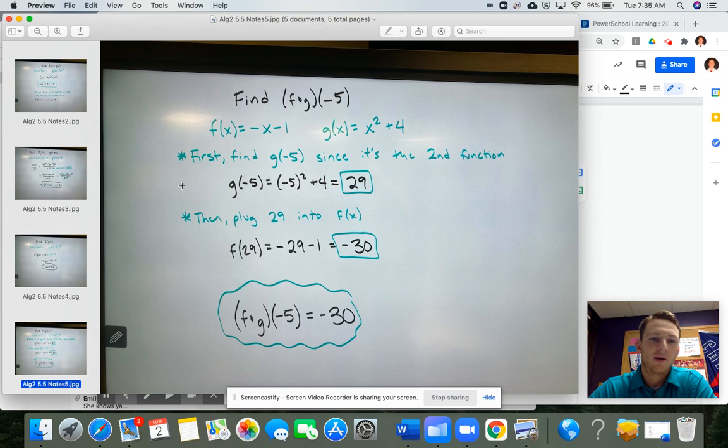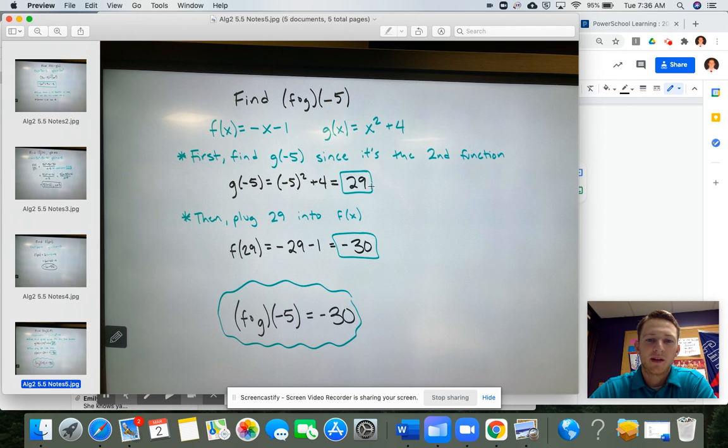Last one, we have the composite of f and g. But we're going to plug in negative 5 for the x. So first, we need to find g of negative 5. Since that's the second function, we need to find g of negative 5. So g of x is x squared plus 4. So now we have negative 5 squared plus 4. Negative 5 times negative 5 is 25, plus 4 is 29.